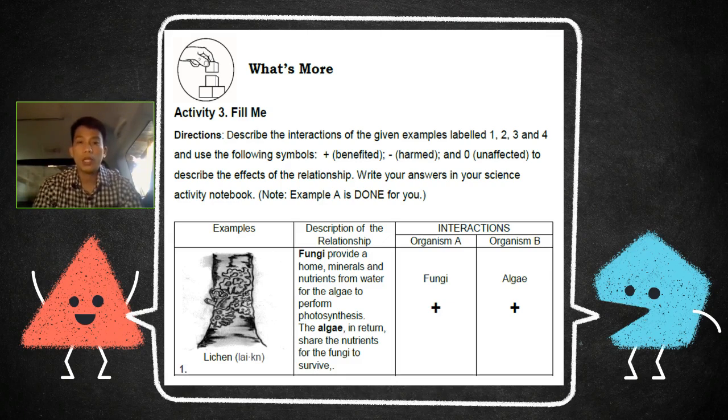Example A is done for you. Here, when it is positive, it is benefited, when it is negative, it is harmed, and when it is 0, it is unaffected. In the example, fungi and algae are both positive, so they are both benefited.